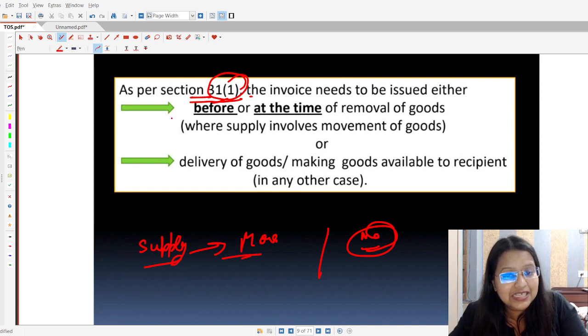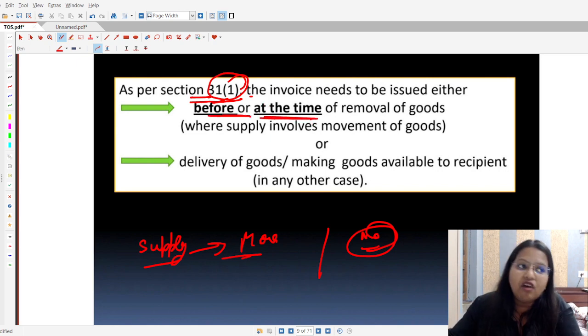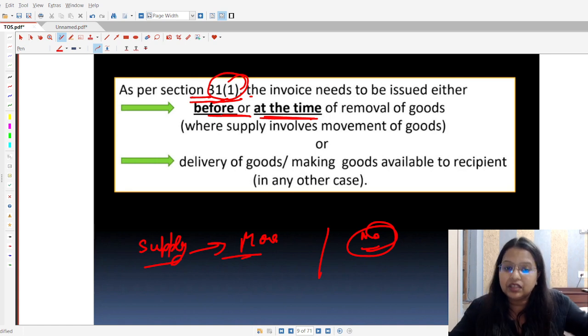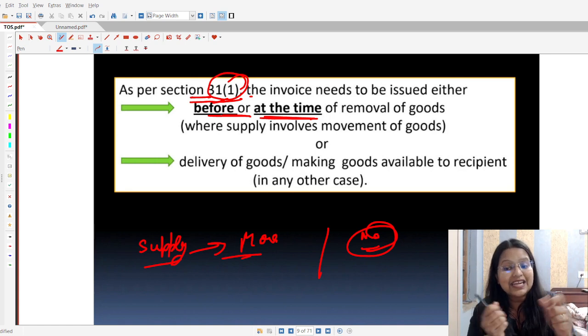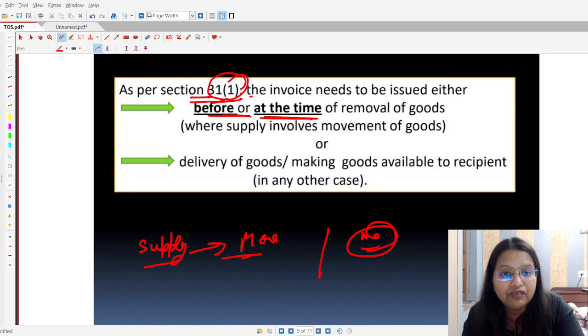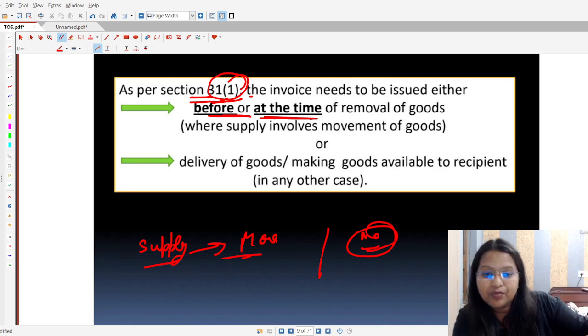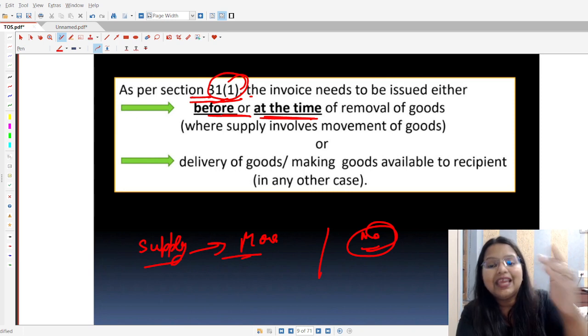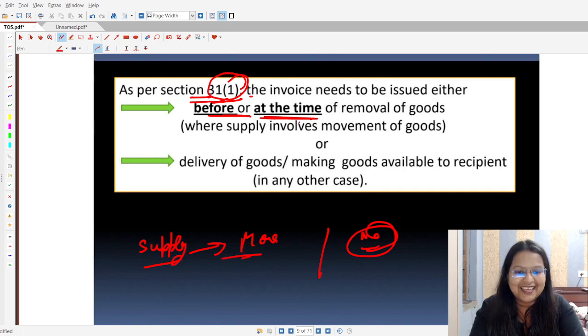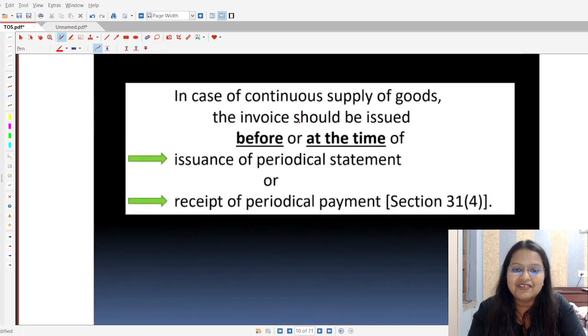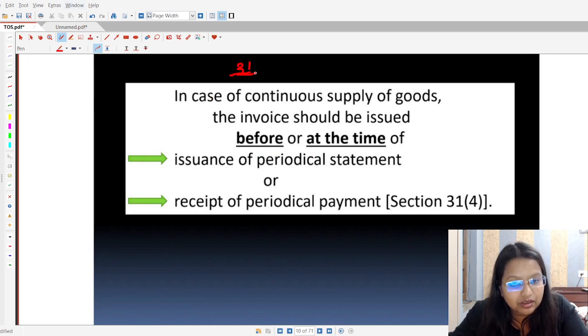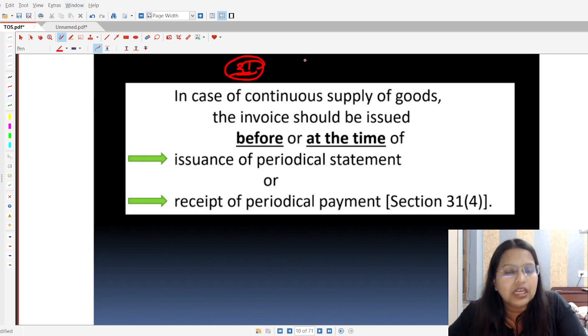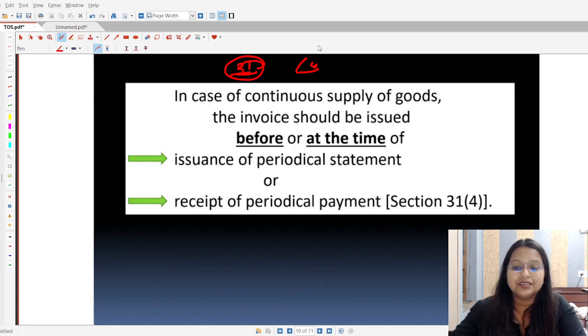Okay, in the first case, the invoice should be issued before or at the time of removal of goods. Obviously, if you are supplying some goods to any other person, what should be the last date on which you should issue the invoice? So that is before or at the time of removal of goods. But if there is no movement of goods, then at the time of delivery of goods or making goods available to the recipient. Okay, yes. Now section 31 subsection 1, it is important to remember the section number 31, but if you forget the subsection number, it will be okay.